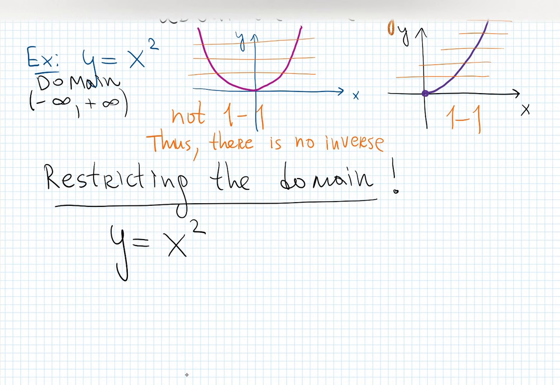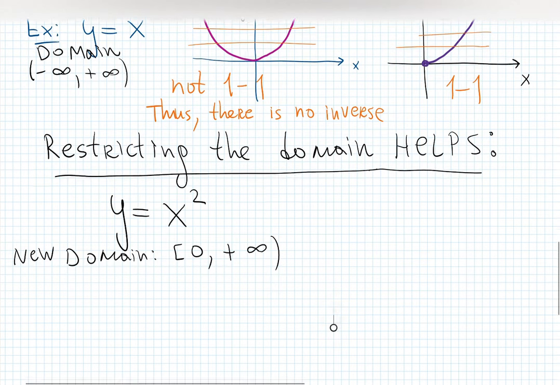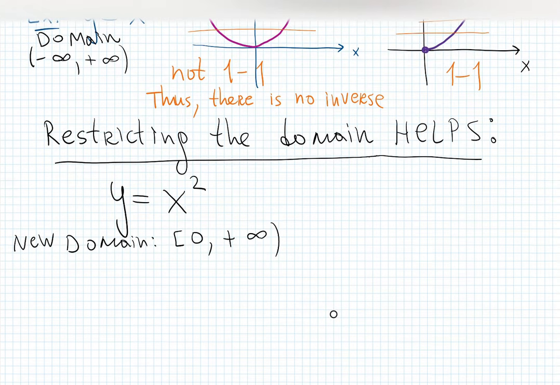And the domain now is a new domain. I will do it like this. The new domain is 0, and you can choose to include 0 or not, depending on the situation, to plus infinity. Restricting the domain helps quite a lot. We will have trigonometric functions that do the same thing. For this new function, the inverse exists.